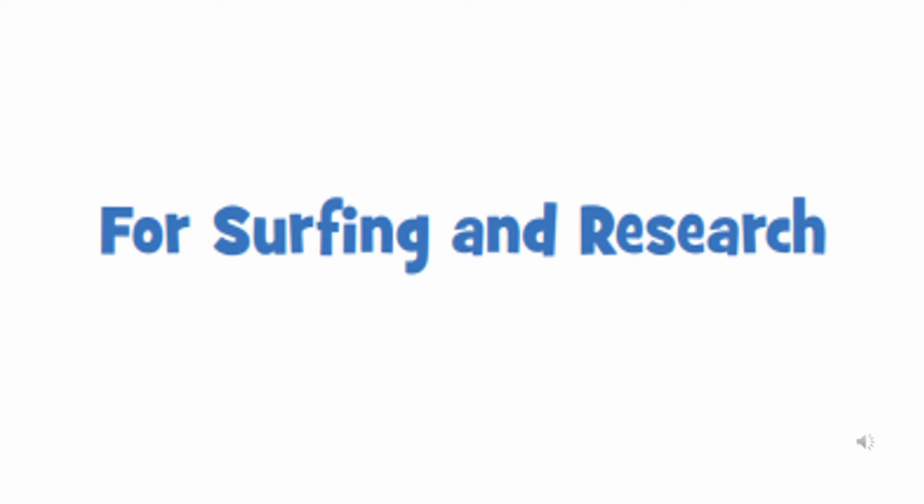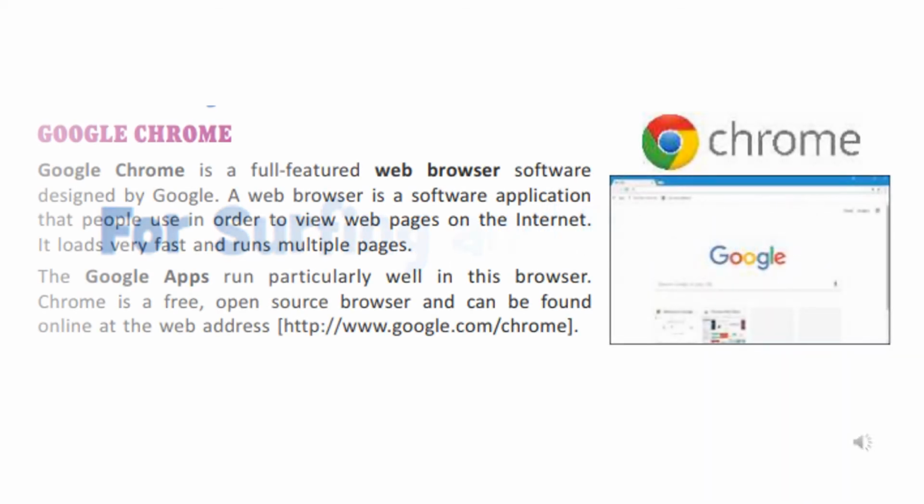Now we will see which tools provided by Google help us with surfing and research on the internet. Children, next we have Google Chrome. Google Chrome is a web browser which is used to explore websites, and it was designed by Google only. And children, it loads very fast and runs multiple pages.